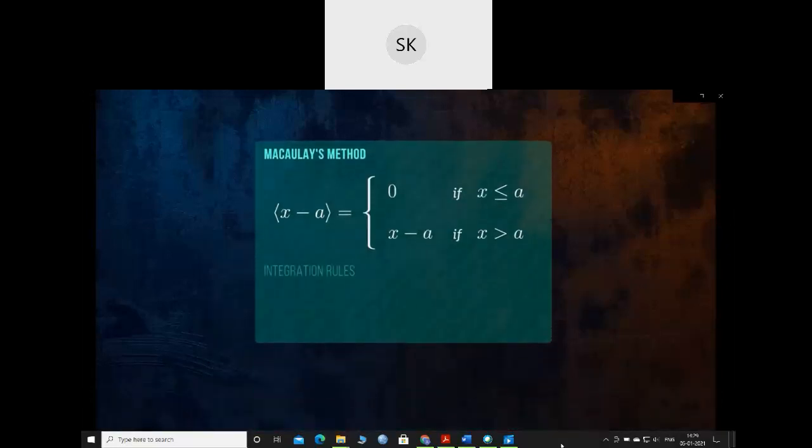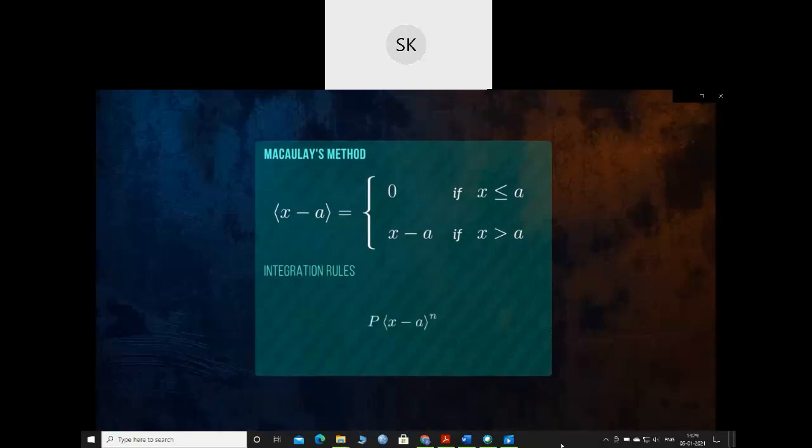Macaulay brackets also have special rules for integration. They are integrated in a similar way to polynomial functions, like this, which makes it easy to apply the double integration method when using them.